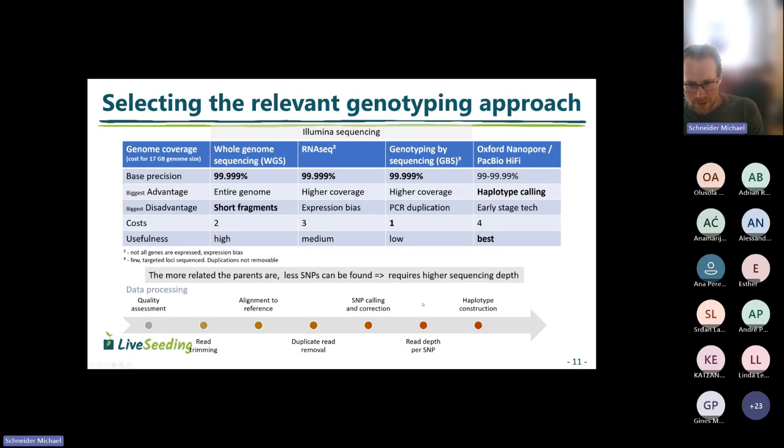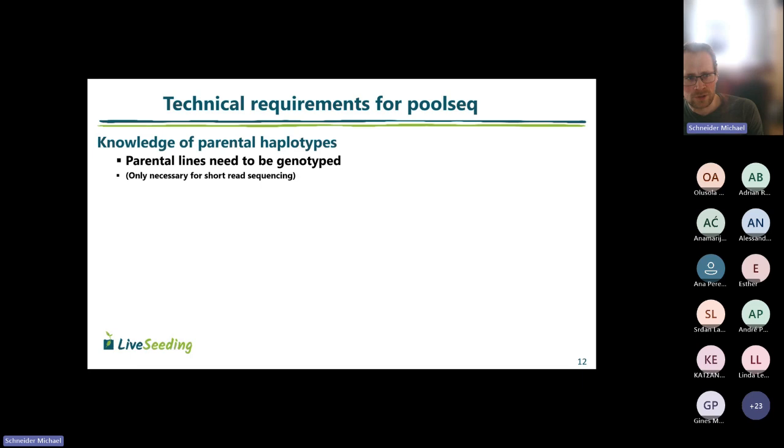I will show later on how we are going to do this, but before that I want to highlight some technical requirements for this pool sequencing. At least for the easier project, it is quite useful and also mandatory, I would say, to have the parental haplotype, so the parents that founded your population. So we know the alleles of these parents because we have genotyped them, and for the short read sequencing approach, we really need to have this information.